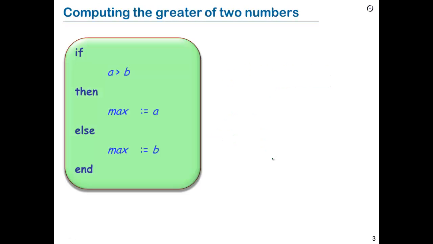Here's a typical example. It's very simple, but it's also important and typical. We have two numbers A and B, and we want to compute their maximum. Well, with a conditional instruction, we find out if A is greater than B. If so, max is going to receive the value of A. If not, max is going to receive the value of B, and you can see that as a result, max is going to have as its value the maximum of A and B.